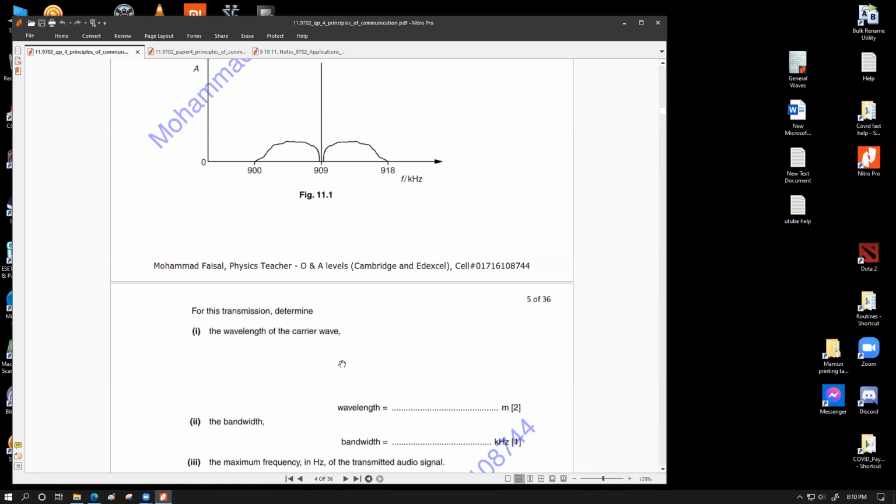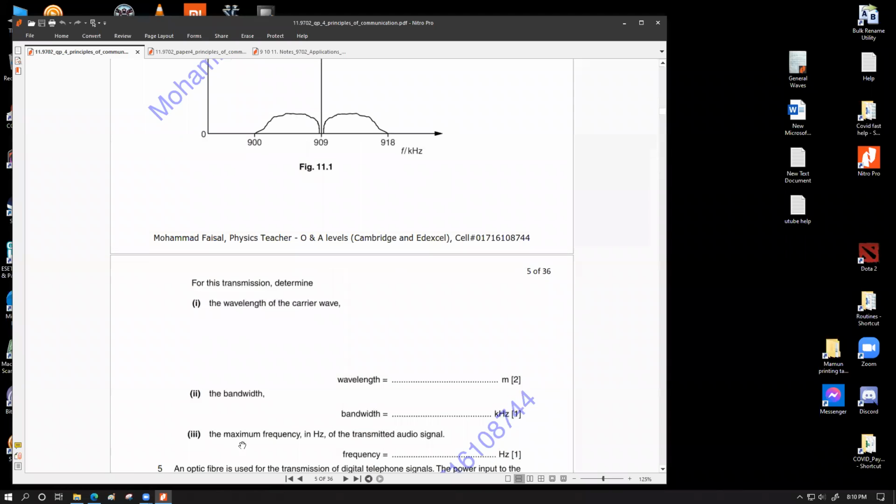The bandwidth for the transmission would be the total range covered by the whole signal, which is 900 to 918, that is 18 kilohertz. You just can write 18 kilohertz. Next: the maximum frequency in hertz of the transmitted audio signal. Now, this is an important bit. Here's the deal. The bandwidth basically shows you 2fA, so fA, the audio signal frequency, would be only half of it. So in this case, bandwidth would be 36 kilohertz, and the maximum frequency of the audio signal should be 18 kilohertz. I think I'm correct.